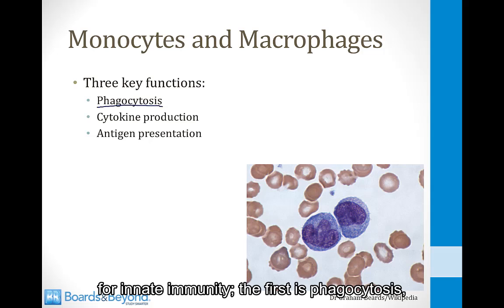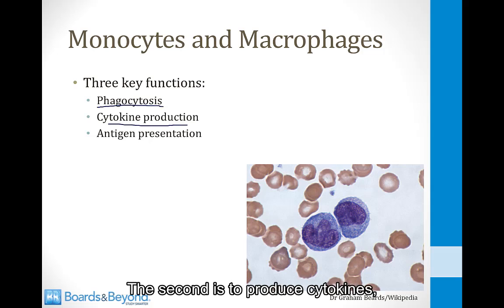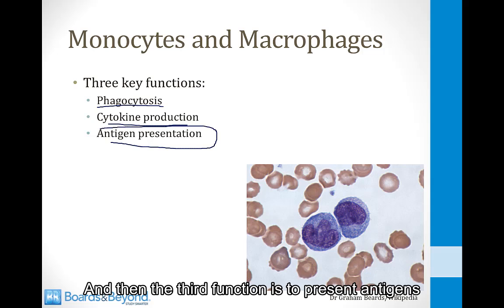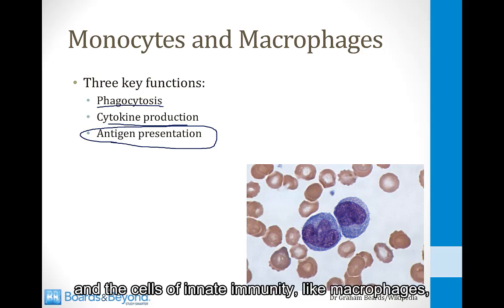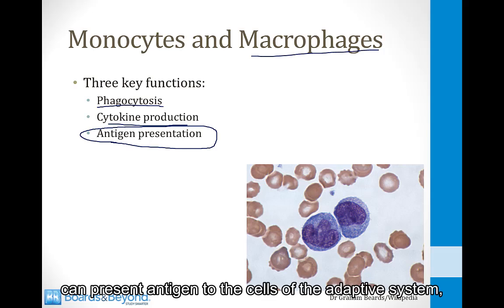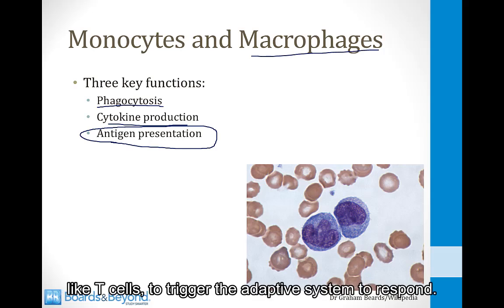The first is phagocytosis, which we'll talk about in a minute. The second is to produce cytokines, which trigger the inflammatory response. And the third function is to present antigens to the adaptive immune system. We won't talk about this much in this module, but just remember that the innate and adaptive immune systems are interlinked, and the cells of innate immunity, like macrophages, can present antigen to the cells of the adaptive system, like T cells, to trigger the adaptive system to respond.